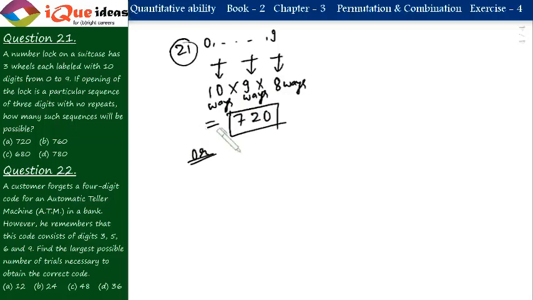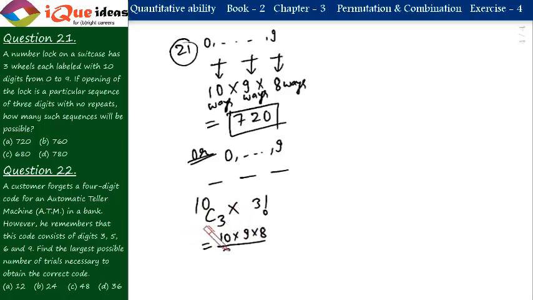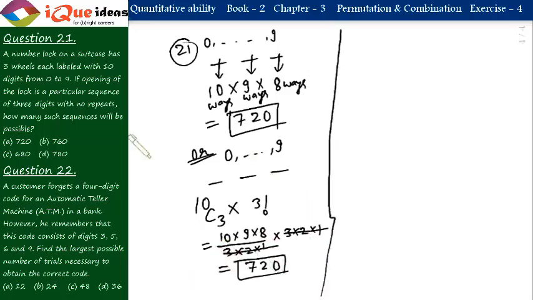Or the other way could have been, we have all the numbers from 0 to 9 that are 10 digits and there are 3 places to be filled. So we select 3 out of 10 and then we arrange those 3 selected digits in 3 places. So it is 10C3 into 3 factorial. Now 10C3 would be 10, 9, 8 divided by 3, 2, 1, into 3, 2, 1. So 3, 2, 1 gets cancelled and 10 into 9 into 8 is 720. So there are total of 720 such combinations.